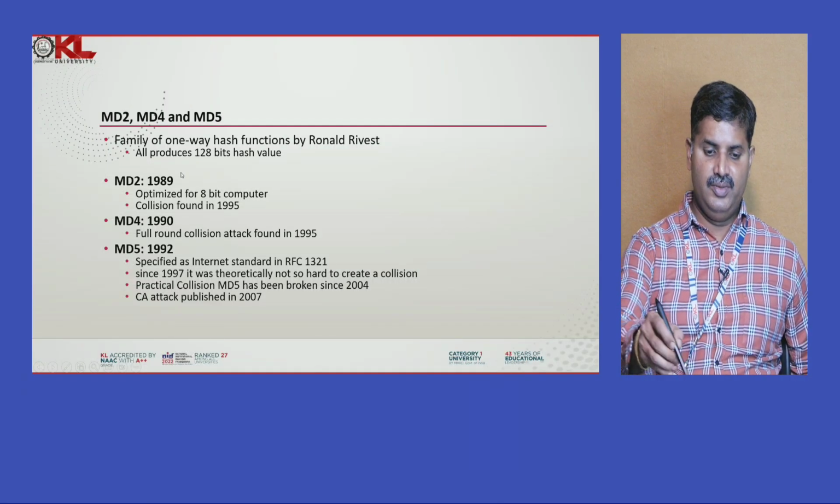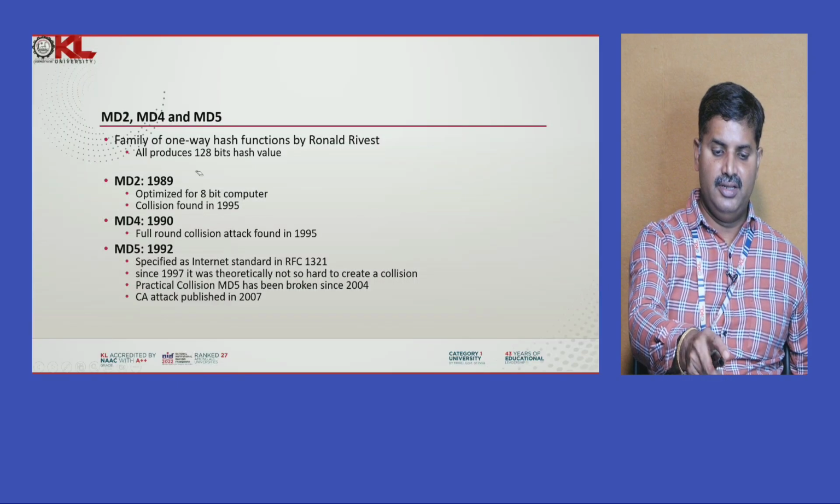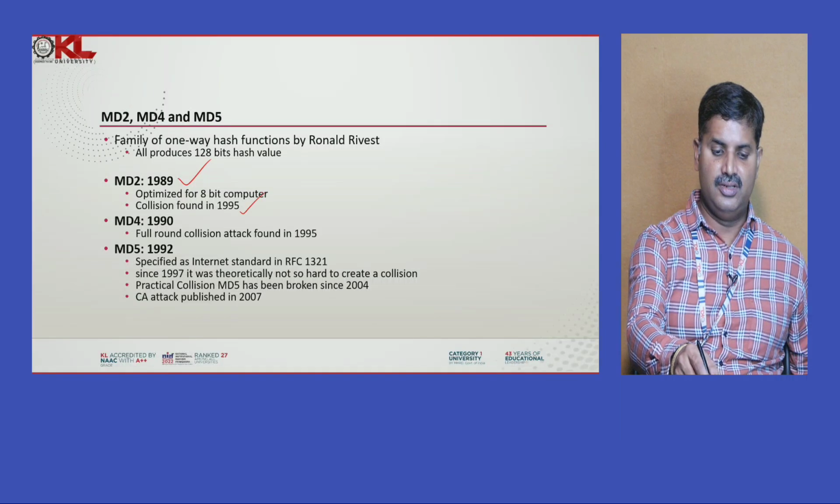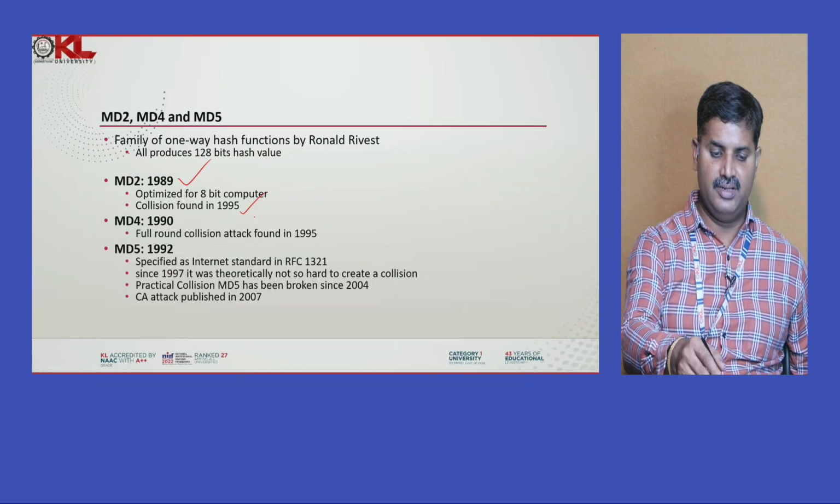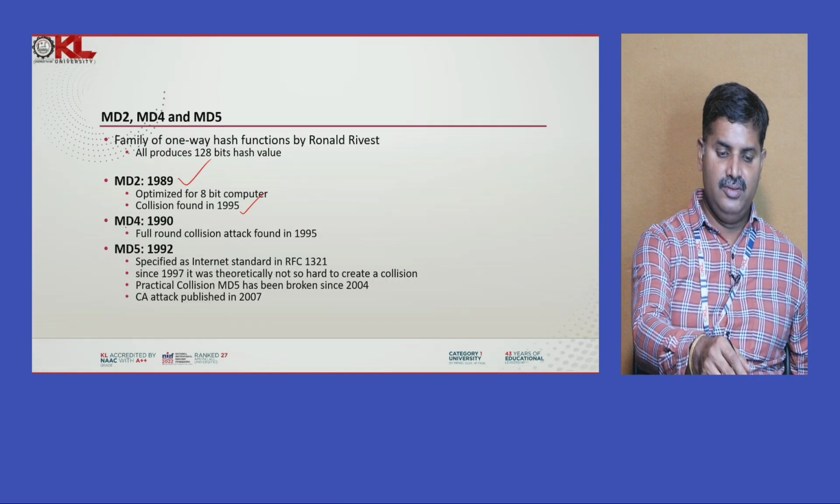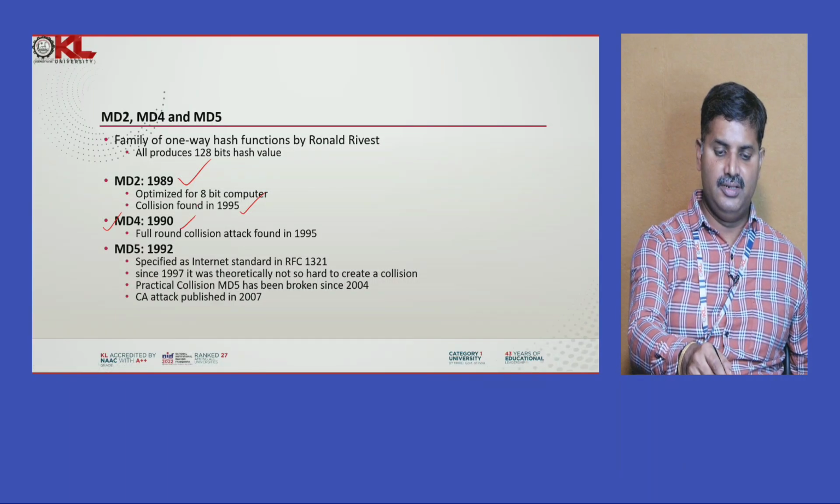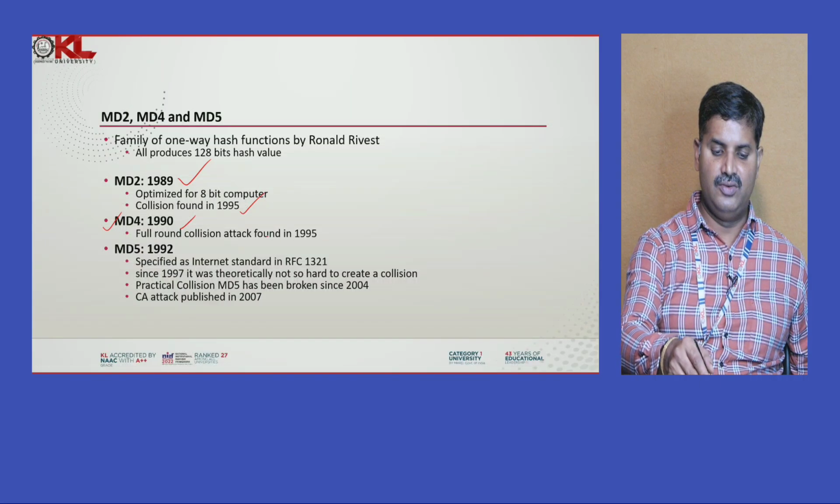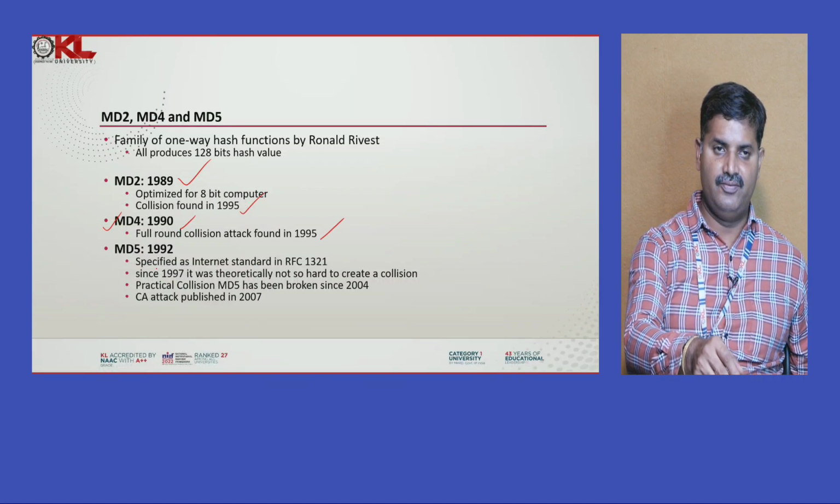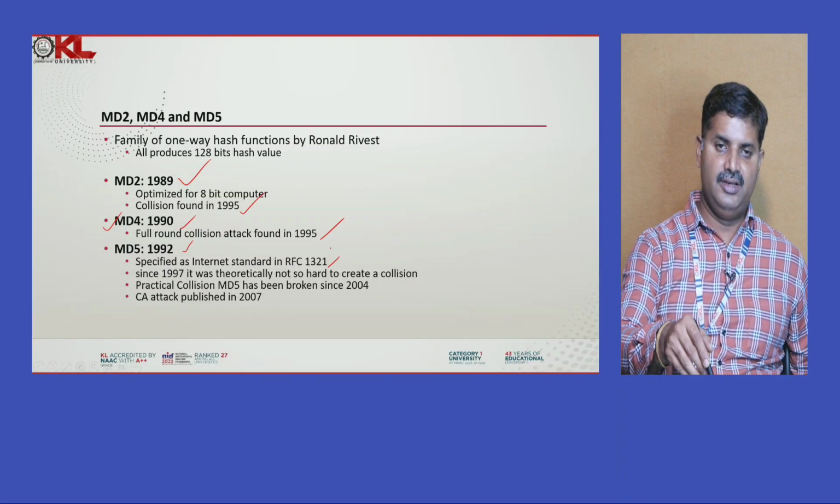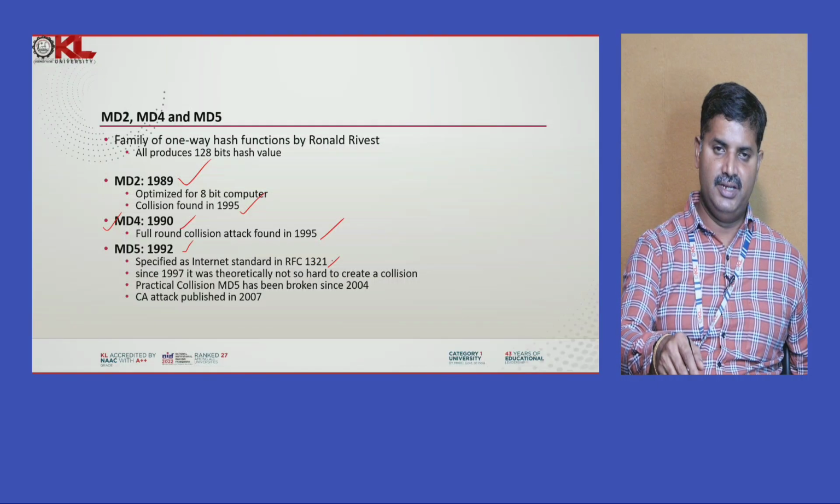MD2 was introduced in 1989 and optimized for 8-bit computers, and collisions were found in 1995. That is why a new message digest algorithm, MD4, was introduced in 1990. It had full-round collision attacks, found in 1995. Now coming to MD5, in 1992 it was published as an internet standard in RFC 1321.